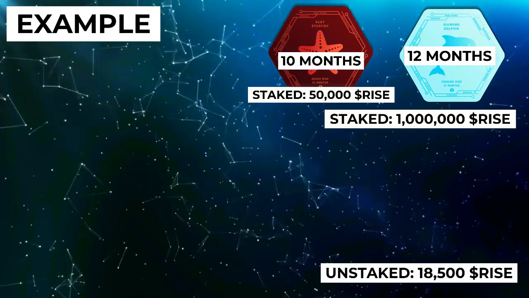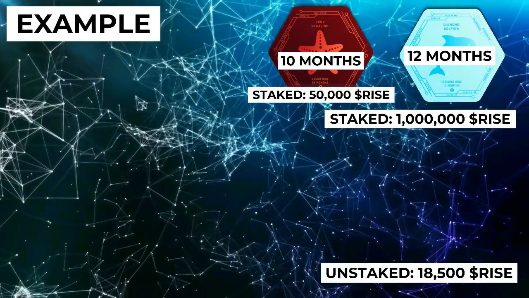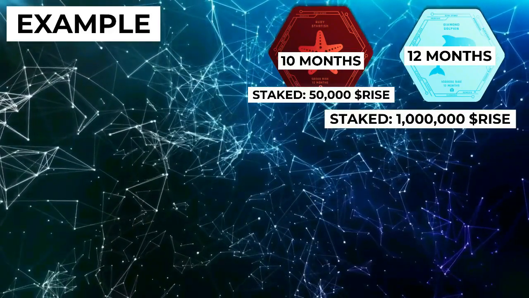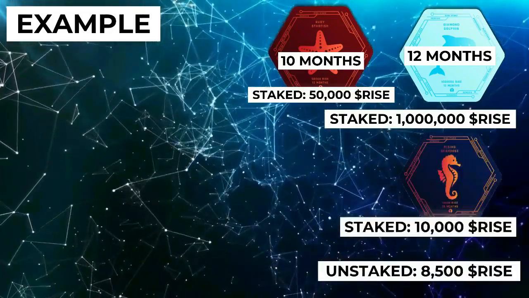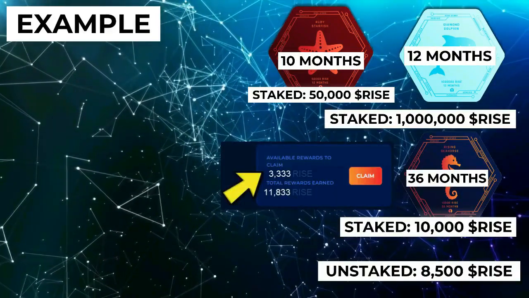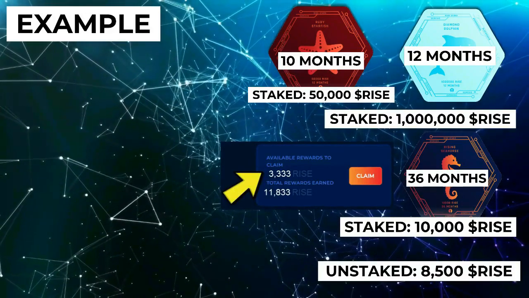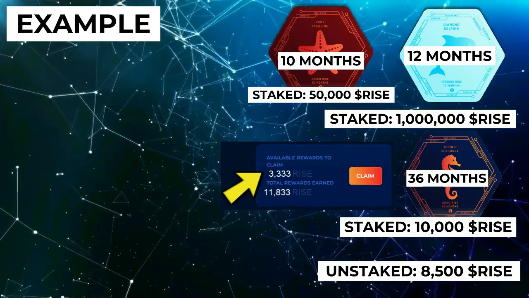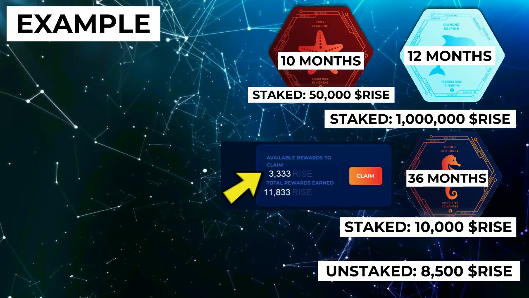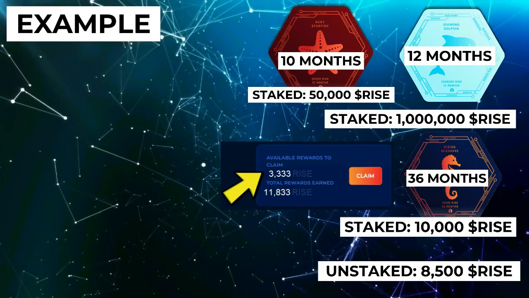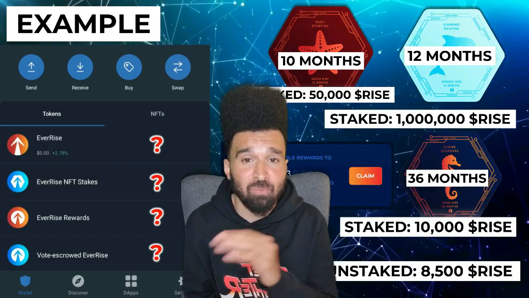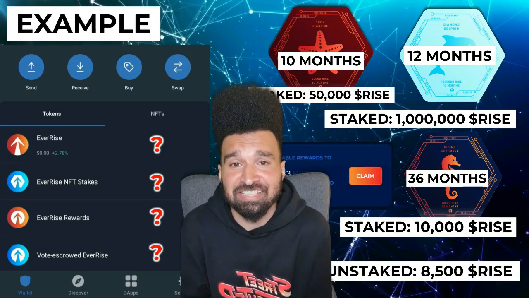To complete our understanding of this, I'm going to go back to the example. I'm going to stake now 10,000 RISE from the 18,500 RISE that was unstaked. And I'm going to stake this for 36 months. Also, some time has passed, and I can see there is an additional 3,333 RISE that is available to claim. Now, let's work out our new values that we should see in our wallet for RISE, for claimRISE, for nftRISE, and for veRISE. And if you want to test yourself, pause the video now, work them out yourself, and then unpause to see if you got them correct.